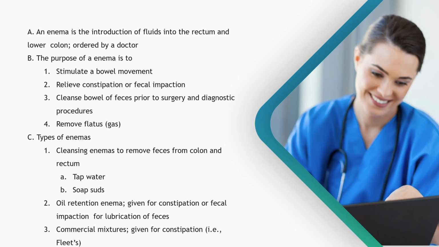Types of enemas. Cleansing enemas remove feces from the colon and rectum. They usually consist of tap water and soap suds. Oil retention enema is given for constipation or fecal impaction for lubrication of feces. Commercial mixtures are also given for constipation, i.e. Fleets.